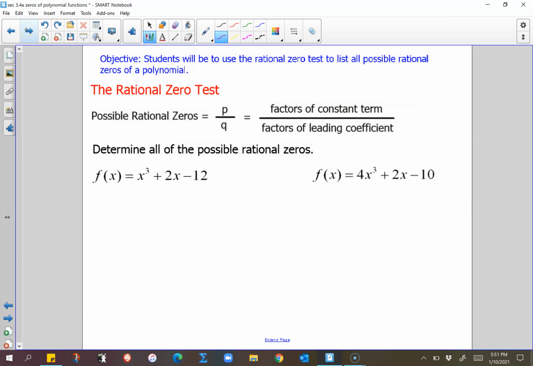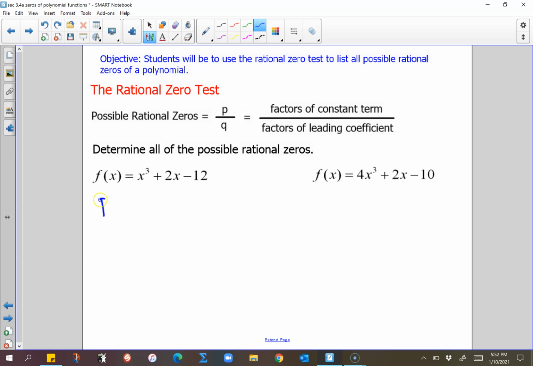So the first thing you're going to do is, back before we had graphing calculators, you used to have to find what all the rational possible zeros were. And the way that we do that is by doing the rational zeros test. So you're given a polynomial and you find the factors of the constant term divided by the factors of the leading coefficient. And you're basically going to list all possible combinations.